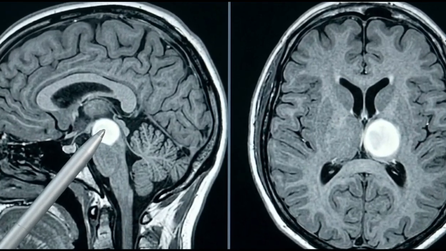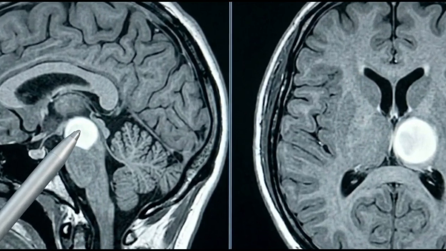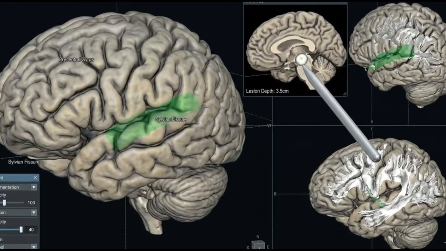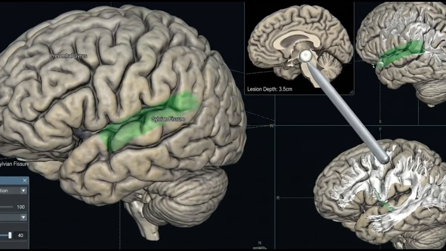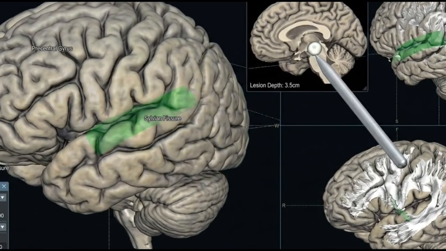In the center of the coronal, sagittal, and axial views, there is a prominent, well-defined, bright circular area. This represents an enhancing lesion located in the sellar and suprasellar region, which is the area surrounding the pituitary gland at the base of the brain ventricular system.